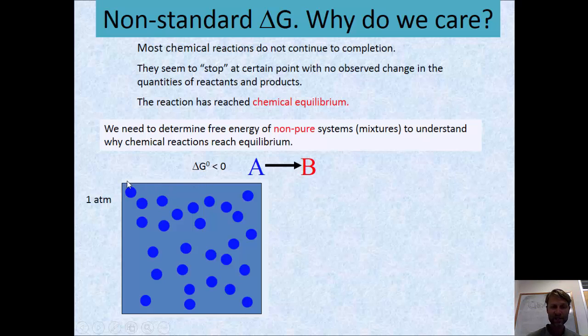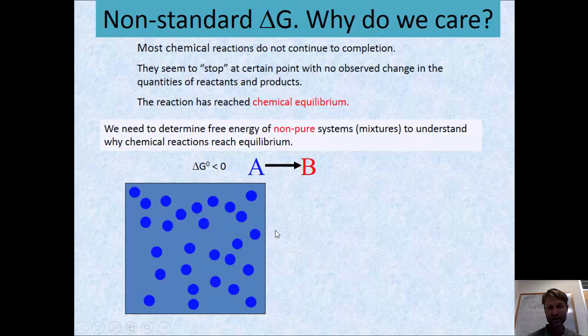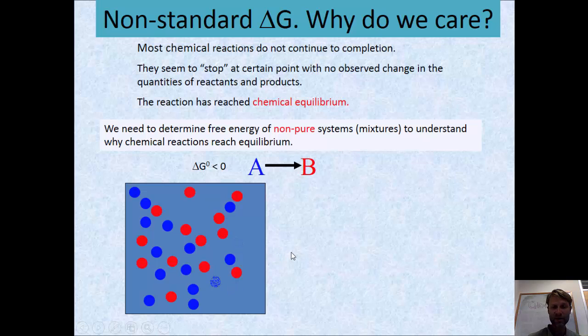And the reaction starts with 100% A at 1 atmosphere, and it's going to end up at 100% B at 1 atmosphere. And so we allow the reaction to occur, and you can see that some of the A molecules are turning into B molecules. But as soon as enough B molecules are formed, they start reacting backward to form A molecules, so that the reaction rate forward going from A to B is the same as the reaction rate backward going from B to A.